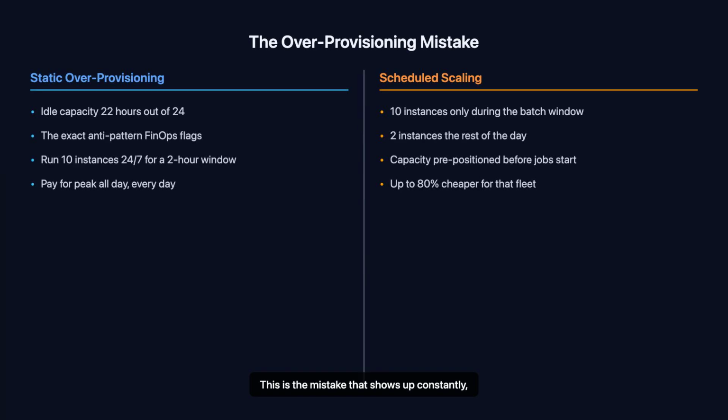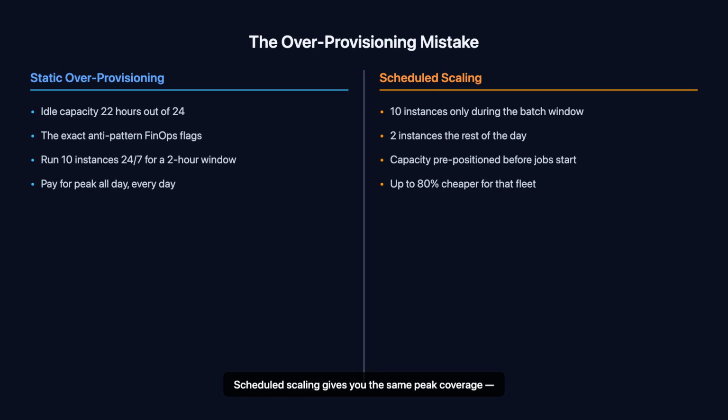This is the mistake that shows up constantly, so let's name it directly. The tempting fix for a daily 2-hour spike is to just leave 10 instances running all the time. It works, but the fleet sits idle 22 of those hours. That's the exact anti-pattern a FinOps audit flags. And the root cause is simple. You're running 10 instances 24 hours a day for a 2-hour window, paying for peak capacity all day, every day.